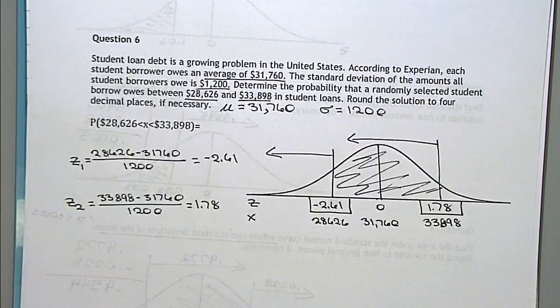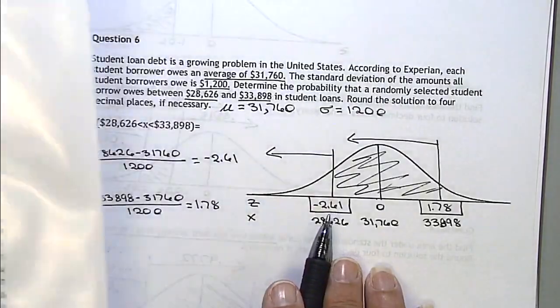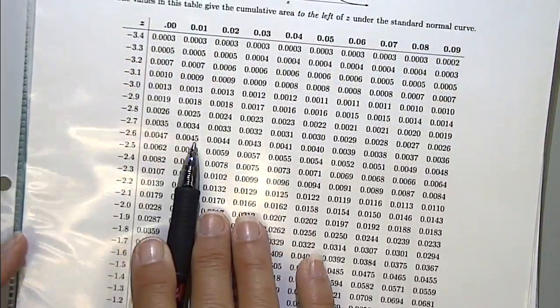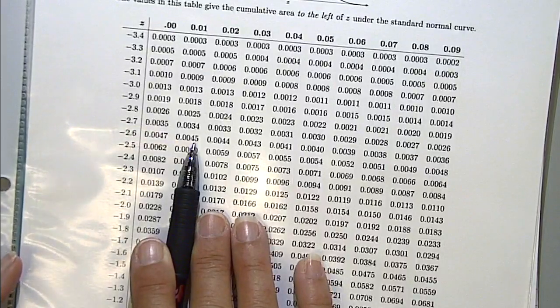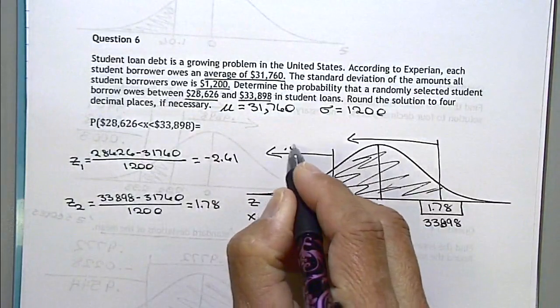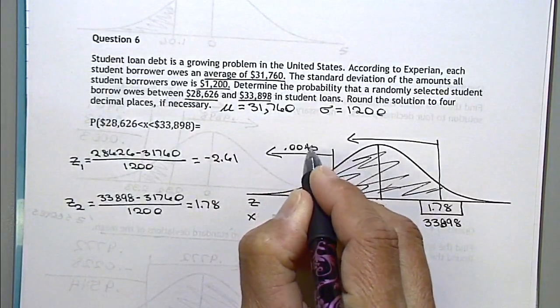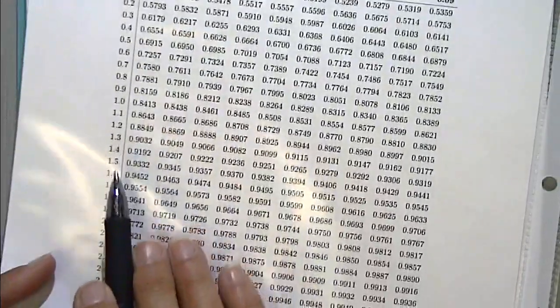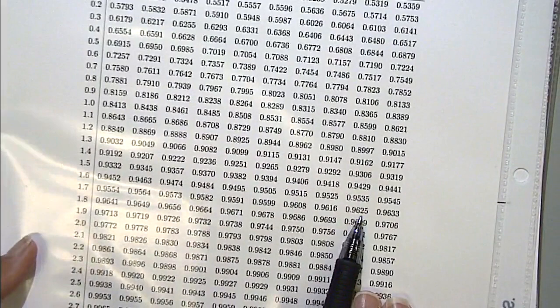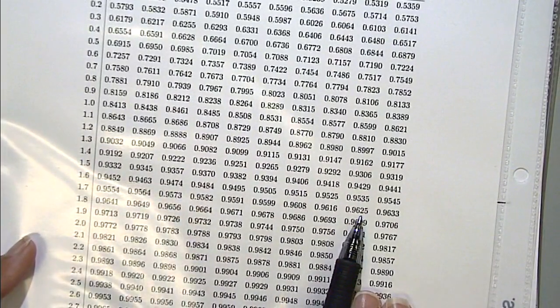And now I go to my table. I'll look up the negative 2.61, and here it is, 0.0045. That's this area. And I'll go to the positive side and look up 1.78. And it is over here. It's 0.9625, isn't it?